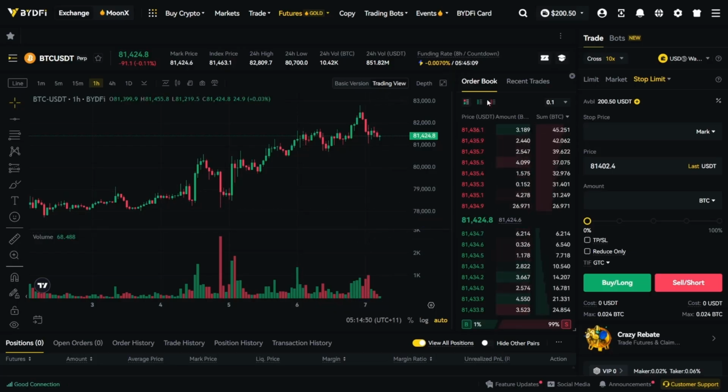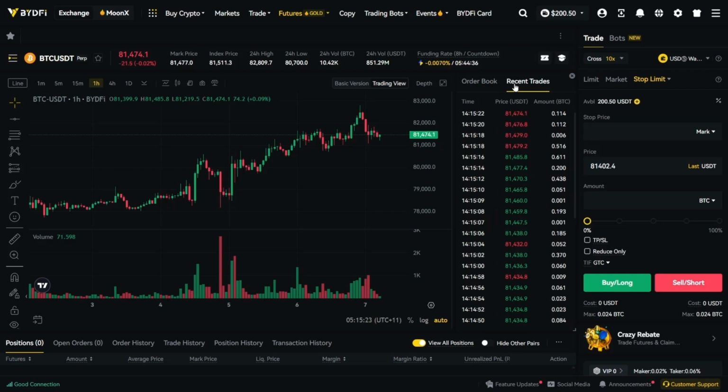Now to the right of the chart, we have the order book. It shows all the current buy and sell orders on the exchange. Green represents buy orders, while red represents sell orders. The order book can help traders see supply and demand at different price levels, while also giving you a sense of the asset's liquidity, meaning how much buying and selling interest there is at each price.